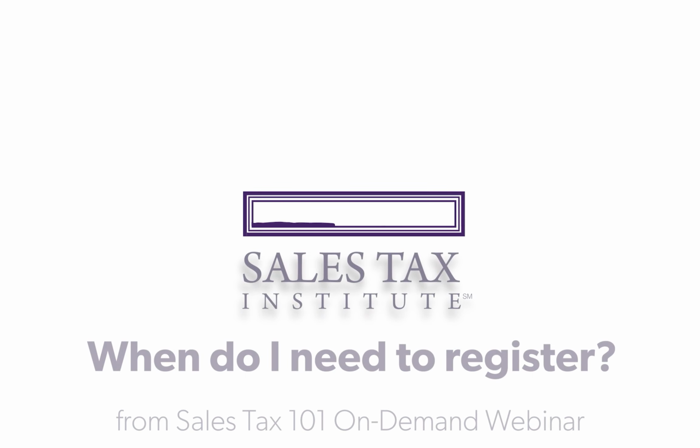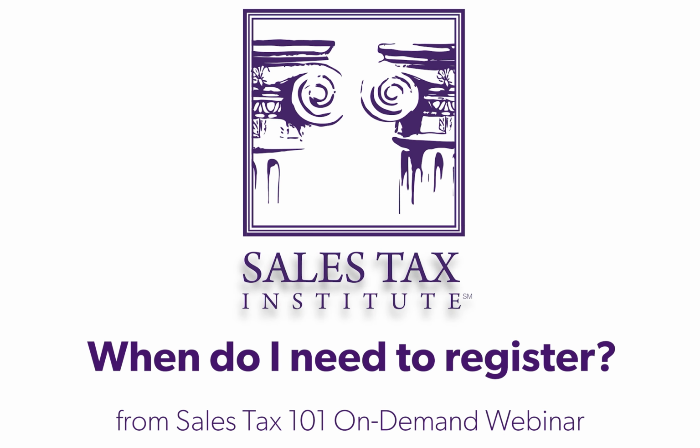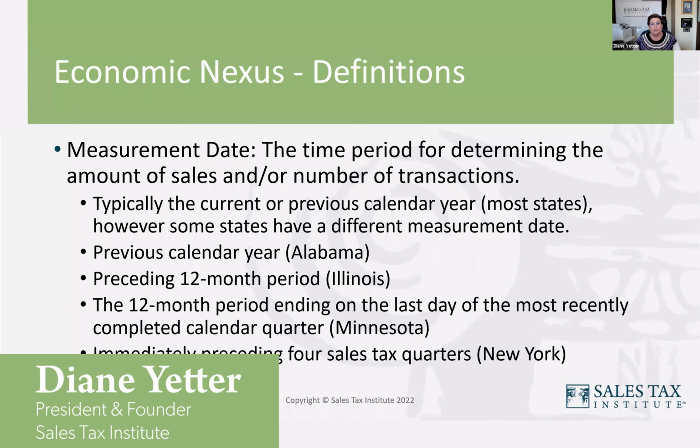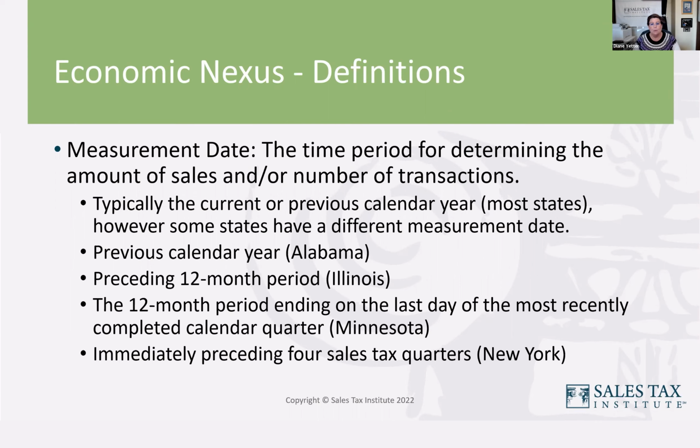The next concept is, what is the measurement date? So all of the states use some sort of 12-month period to determine whether or not you exceed the threshold. The vast majority use a calendar year and either look at the current or previous calendar year. However, some of them only look at the prior calendar year. Some of them use a rolling 12-month or 4-quarter type of measurement.